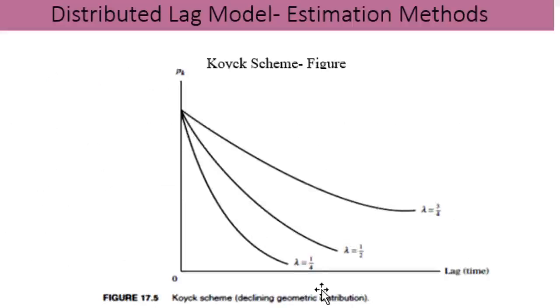Here lambda is 1 by 4, then it will be 1 by 2 and 3 by 4, etc. That is, it declines geometrically. That is, here it is 0.75, 0.5, 0.25. That is, it declines geometrically.